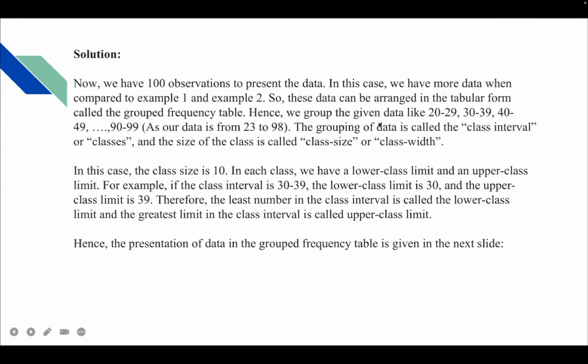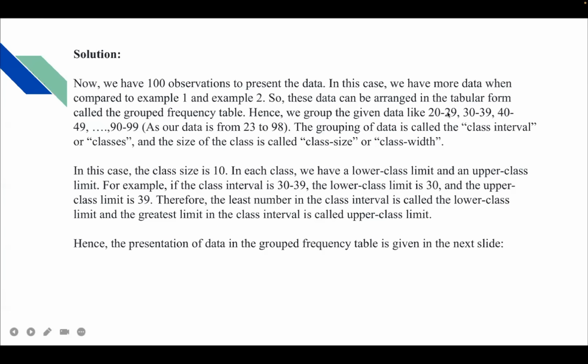Hence, we group the given data like 20 to 29, 30 to 39, 40 to 49, and so on, up to 90 to 99, as our data is from 23 to 98. So this captures, because 23 is above 20, and 98 is below 99, because 98 is the highest occurring number there. So the grouping of data is called the class interval or classes. And the size of the class is called the class size or class width. In this case, the class size is 10.